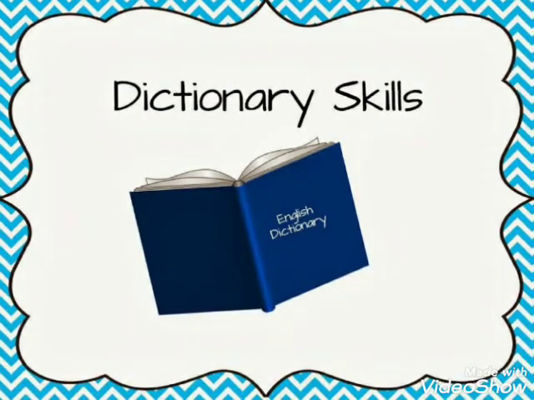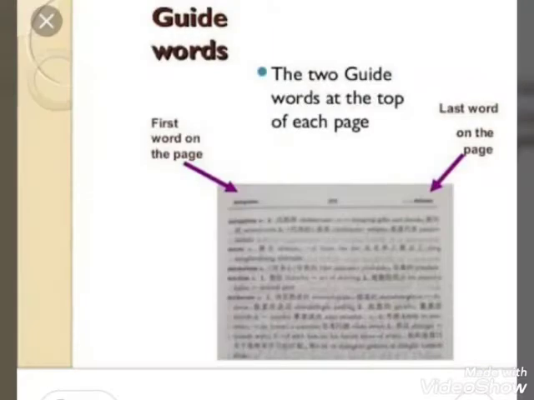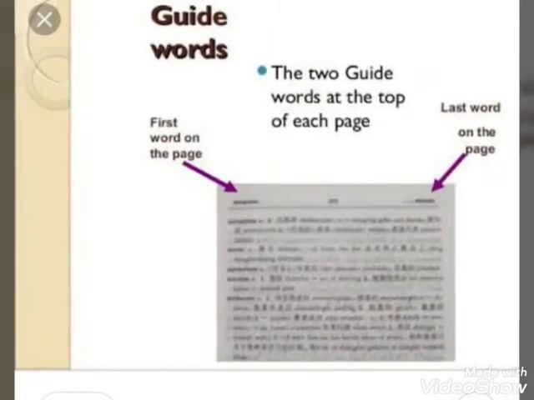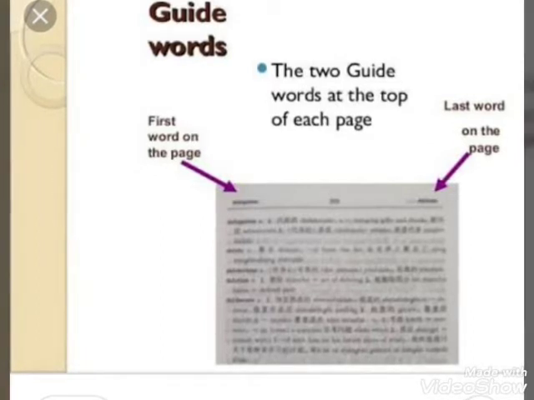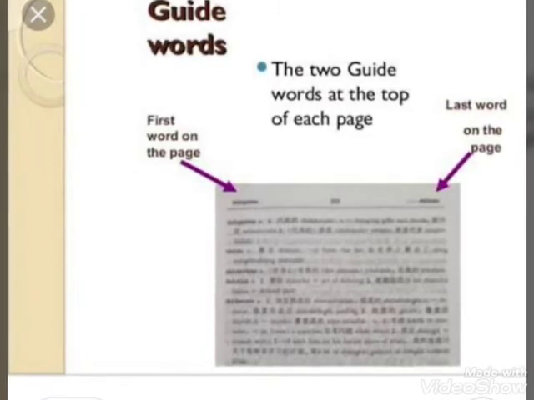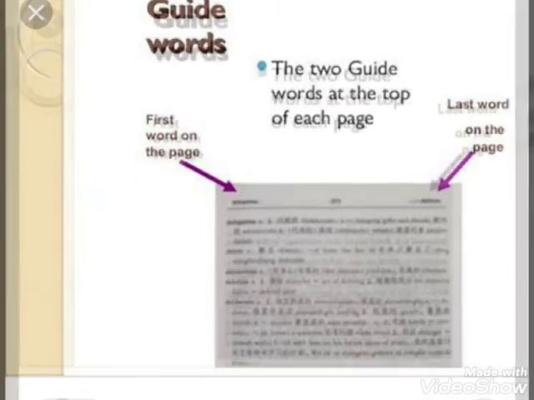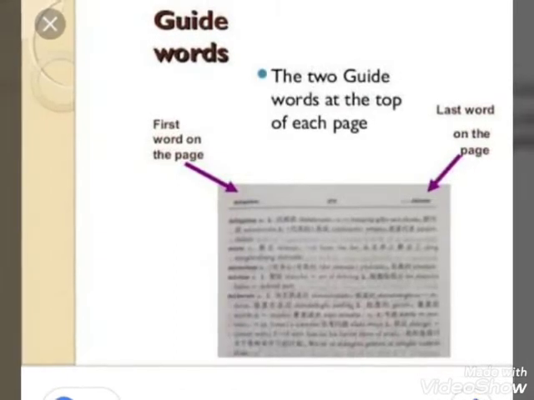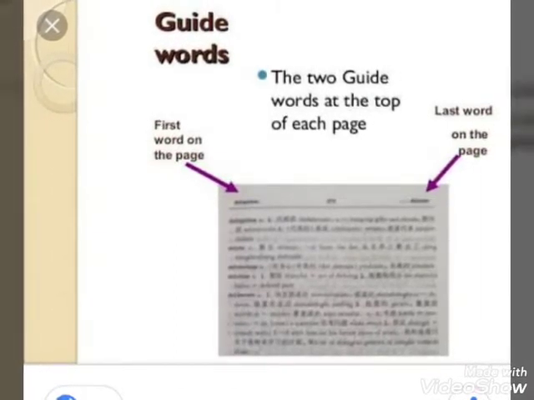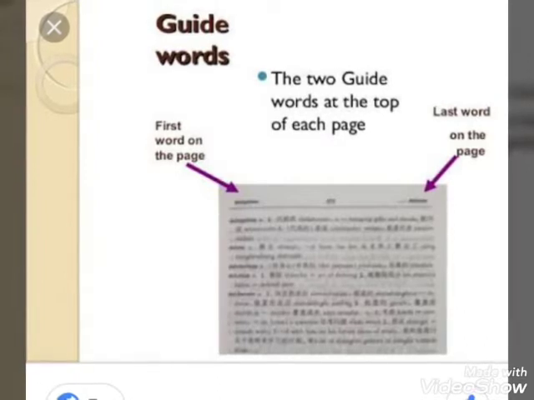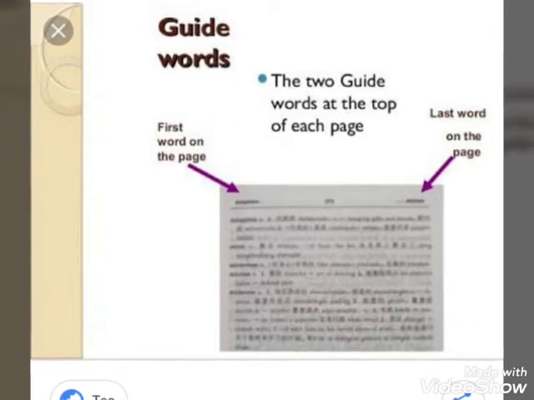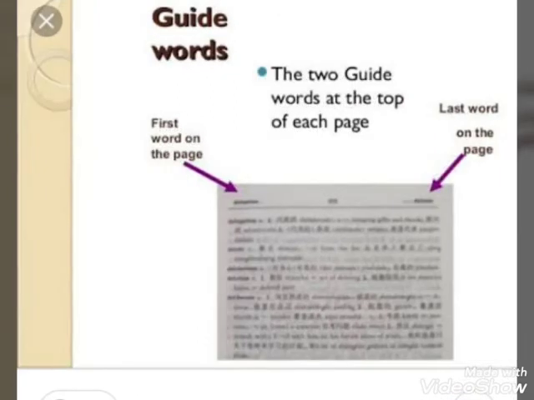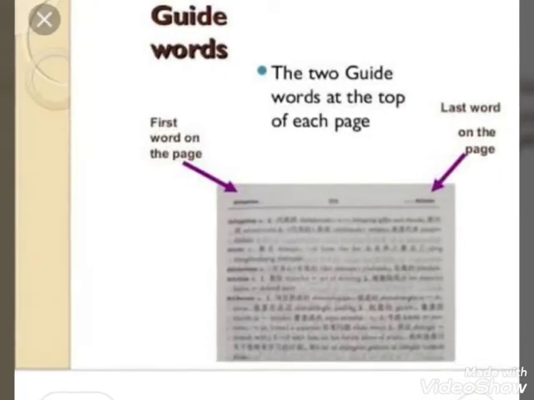They actually show you what kind of words are given over there, beginning with what kind of letters. Okay, and if you see on the right hand page, you can see the same word on the top corner. That same word you will find at the end of that page on the right side. Okay, that is also the guide word.